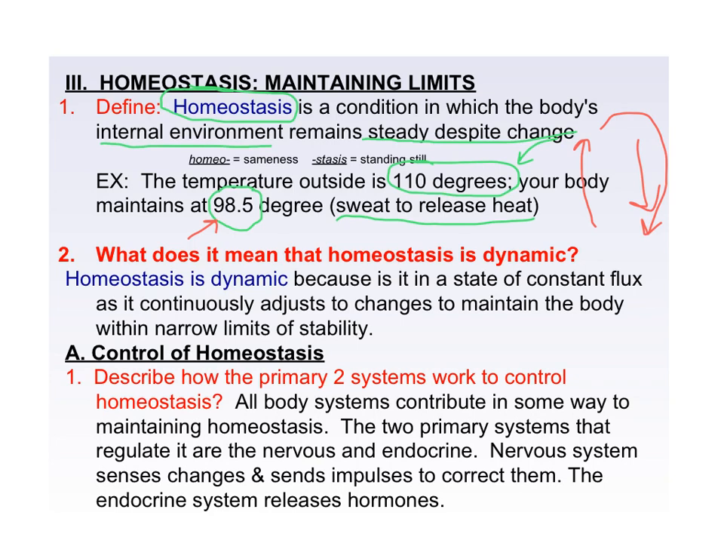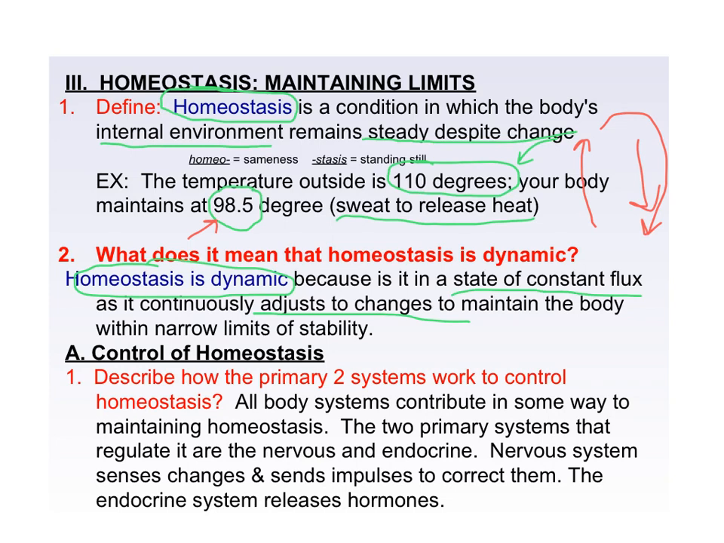Now they say that homeostasis is dynamic. That is because it is always in a state of constant flux. It is always making slight adjustments to maintain the body within these narrow limits of stability. So basically, the organs which help to maintain homeostasis, they're always working because the body is always getting moved away from homeostasis, and those organs need to keep working in order to maintain homeostasis.